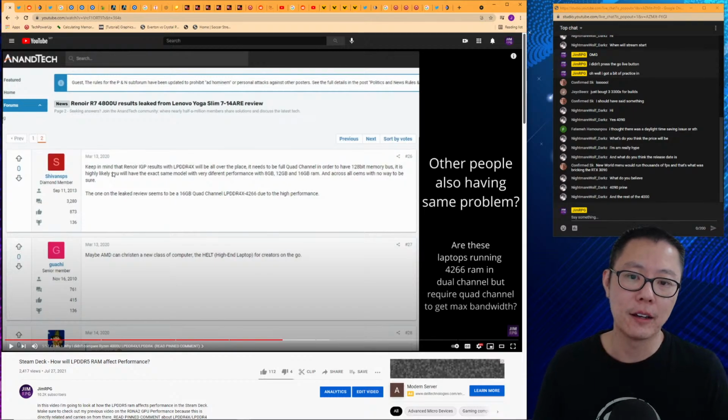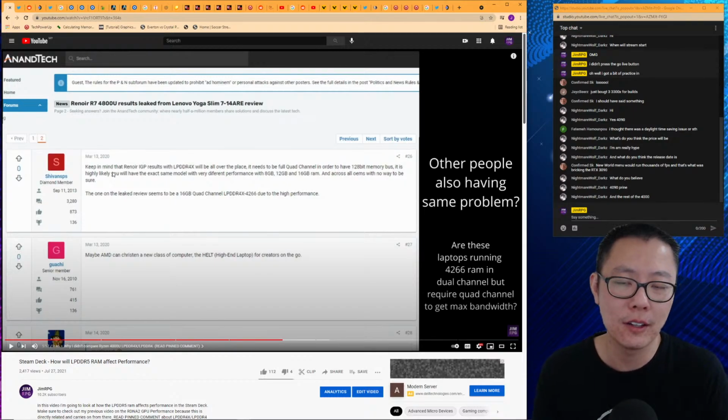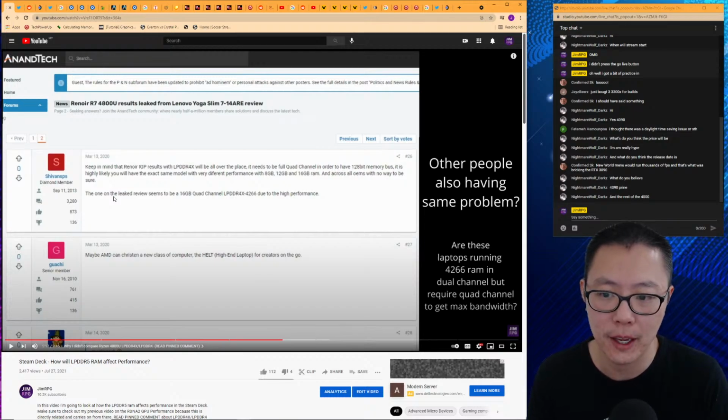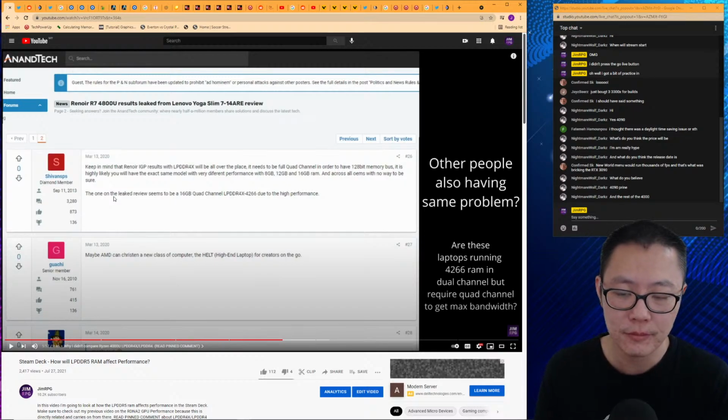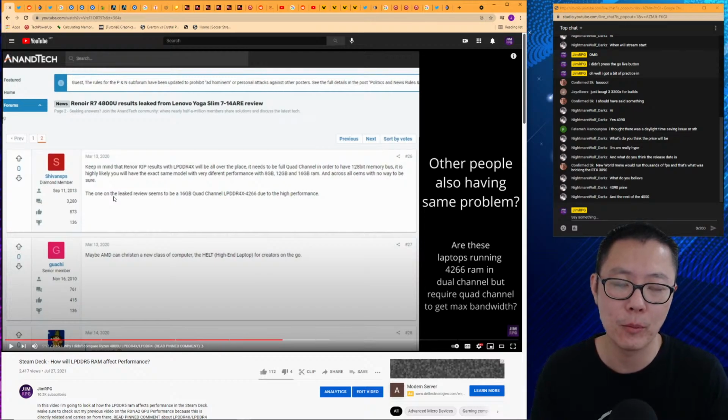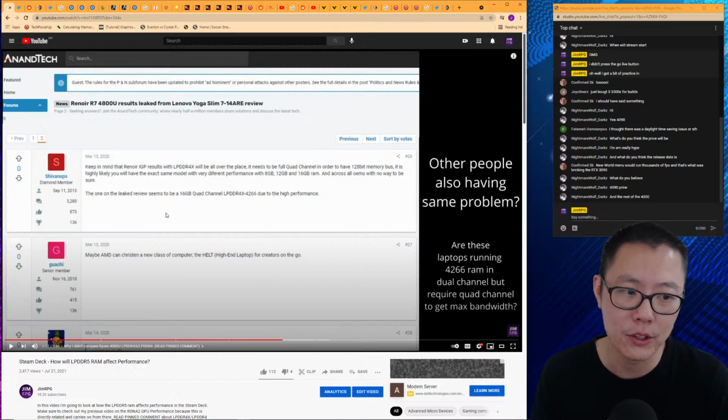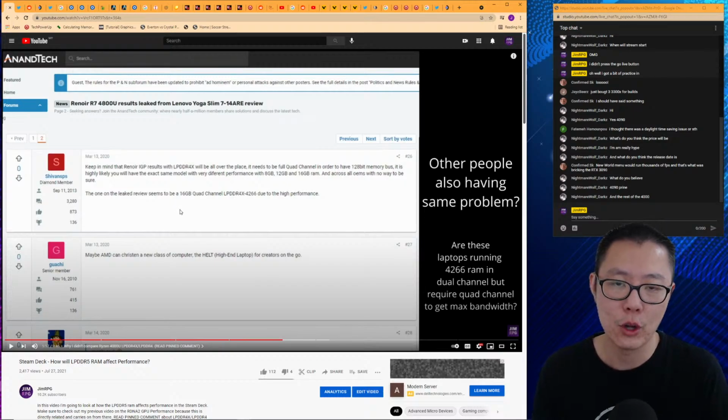That's the thing, we don't really know, even in the tech specs, it's not very clear about any of this. And really, the only way that they were going to tell was the one on the leaked review seems to be a 16GB quad channel LPDDR4X 4266 due to the high performance. So they're saying that, yeah, it's looking like, because it's in line with some of the other results, that it's most likely going to be quad channel, but it's hard to know for sure.